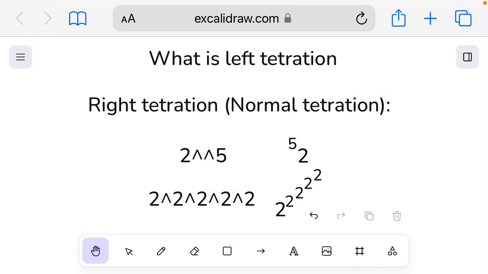Hello, in this video I'll show you what is left tetration. But before we get started with left tetration, we need to talk about right tetration, or normal tetration.